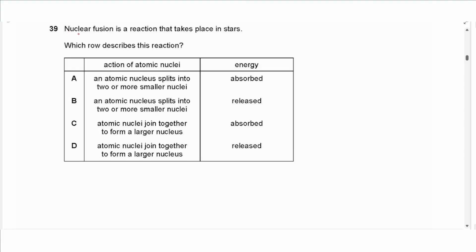Question 39 says nuclear fusion is a reaction that takes place in stars. Which row describes this reaction? An atomic nucleus splits into two. No, that's fission. This is also fission. Atomic nuclei joined together. Yes, that's fusion. Energy is absorbed or released. It is released in fission and fusion. So the answer is D.